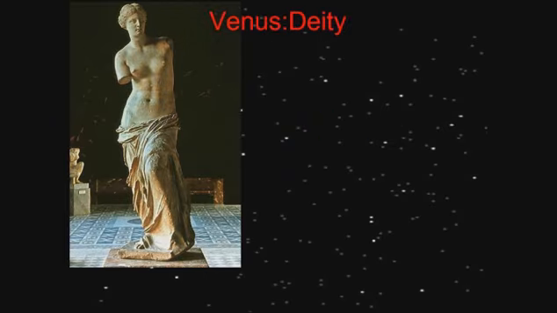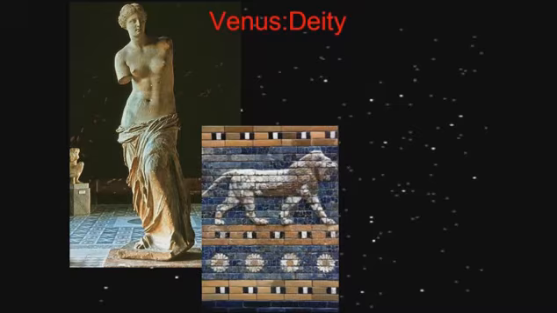So as usual, Venus was observed for thousands of years before astronomy was turned into a science. And we know about the famous depiction of Venus. So here's Venus. Sadly, her arms are missing, the famous statue, which I believe is now in France. Not an art expert.